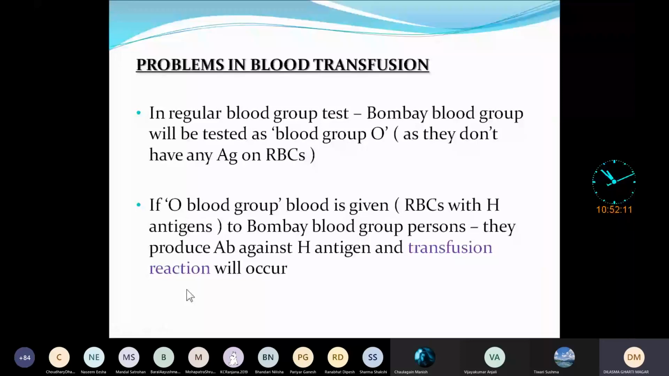Did you understand the last one? I mean the second line? Yes, ma'am. Ma'am, could you please explain it once again?